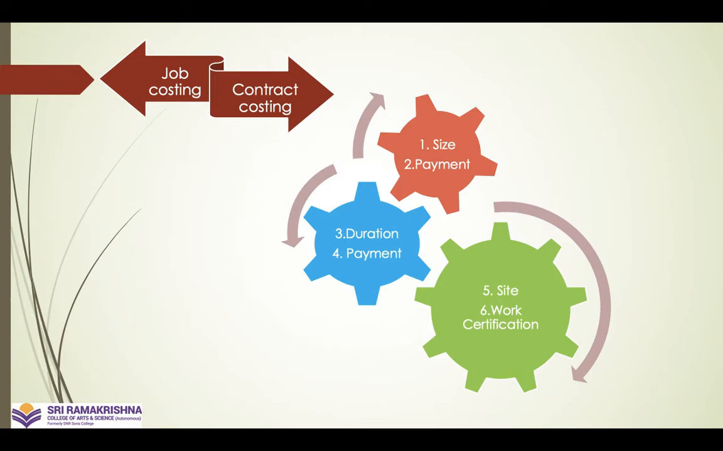Site: the site for the job is where the person carrying out the job is, whereas in case of a contract the contractor has to go to the person who is giving the contract to complete the contract. Work certification: work certification is there in contract costing, but it is not there in job costing. In contract costing, the contractee will see whether the job is completed or not, and he will appoint an expert to certify how much percentage of the contract is completed. That is called work certification. Certification is not there in job costing.